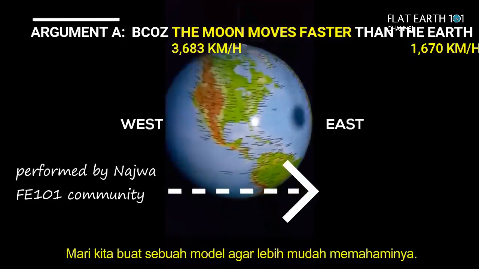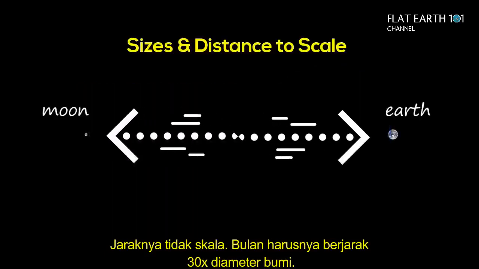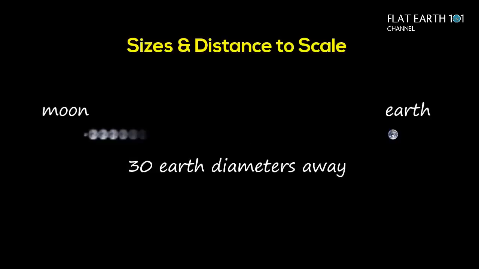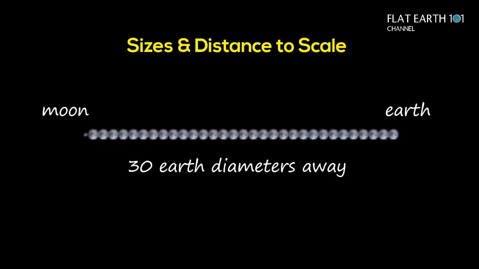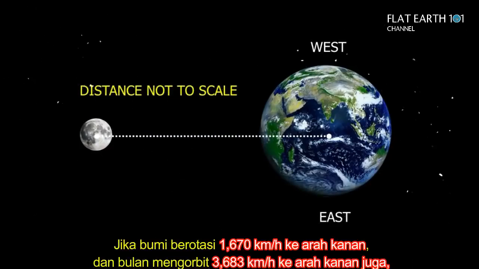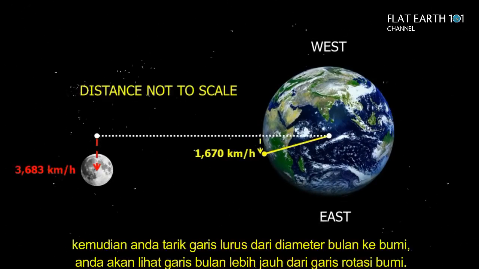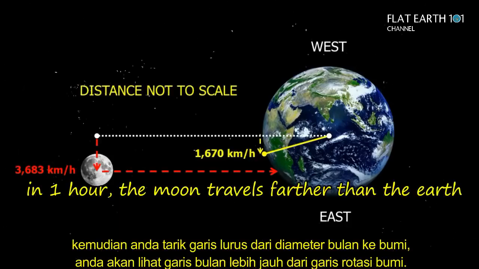Let's make a model to make it easier to understand. The distance is not to scale. The moon should be 30 Earth diameters away. If the Earth rotates 1,670 kilometers in 1 hour to your right, and the moon orbits 3,683 kilometers to your right too, then you draw a straight line from the moon's diameter to the Earth. You will see the moon's line is farther than the Earth's line.